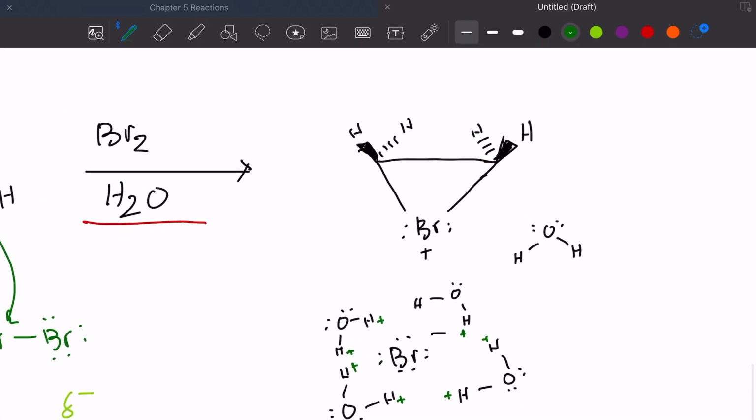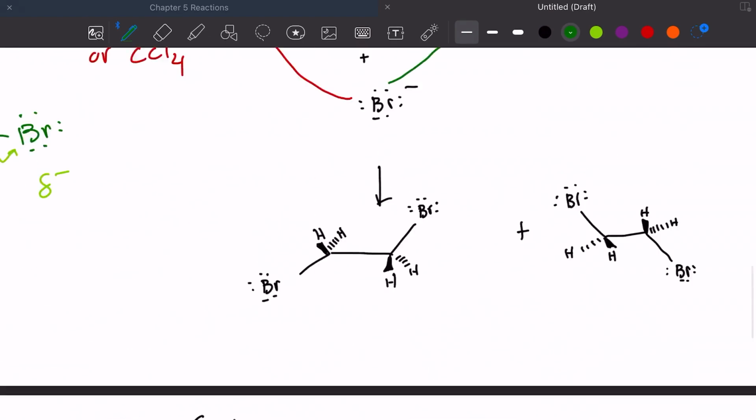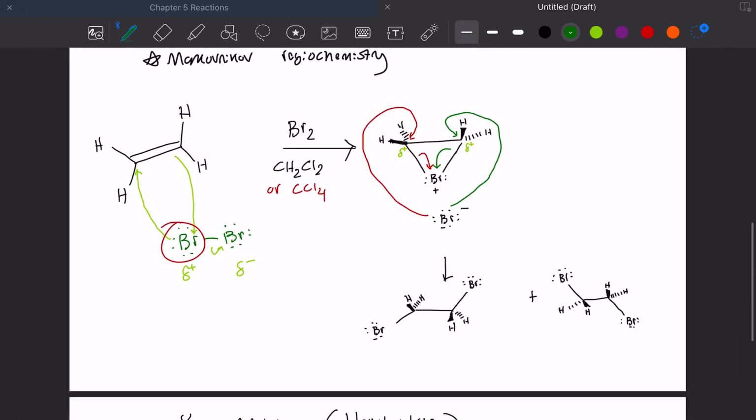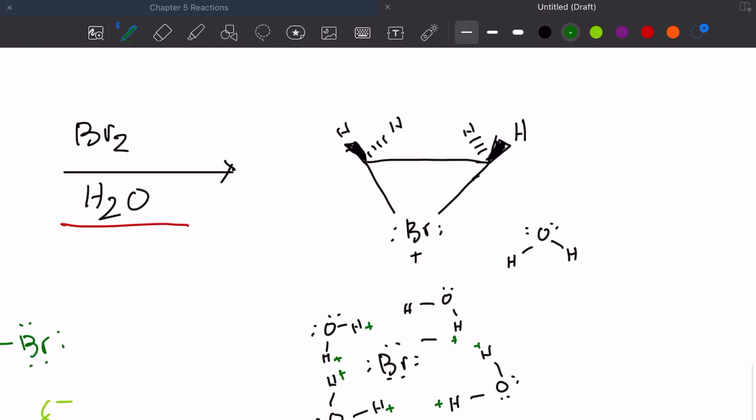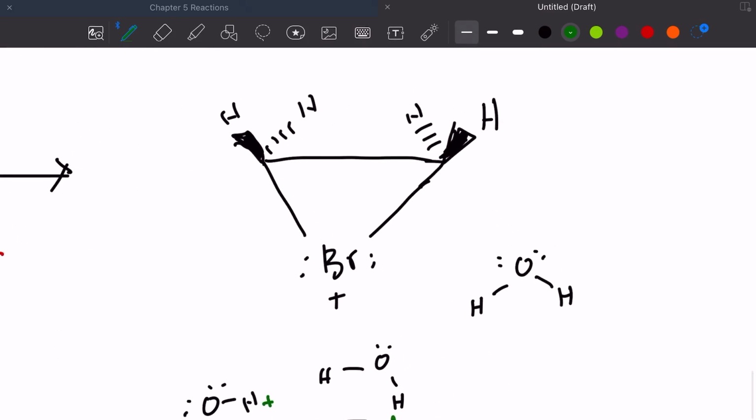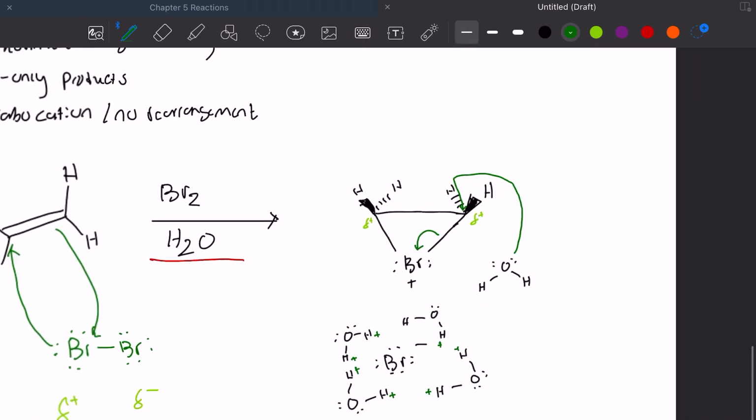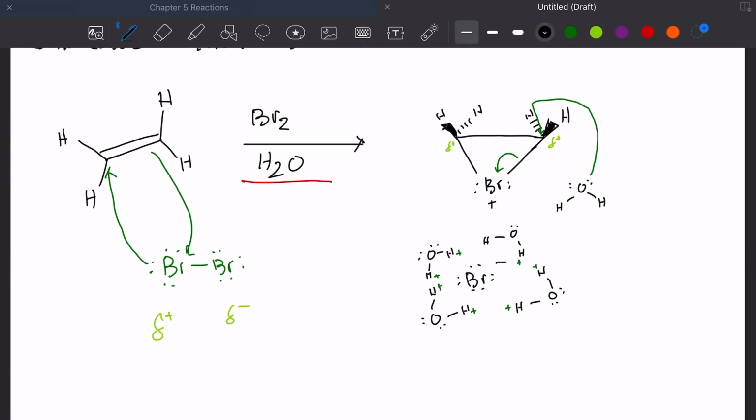So basically, I'm only going to draw one of the products because I've already drawn above that we can go either way to either carbon, because they're the exact same in terms of stability. We both know that these are both partial positives, but they're equal in carrying the positive charge because one's not more substituted. So this water molecule is going to come around and add to this carbon, and it's going to break off that bond, right?